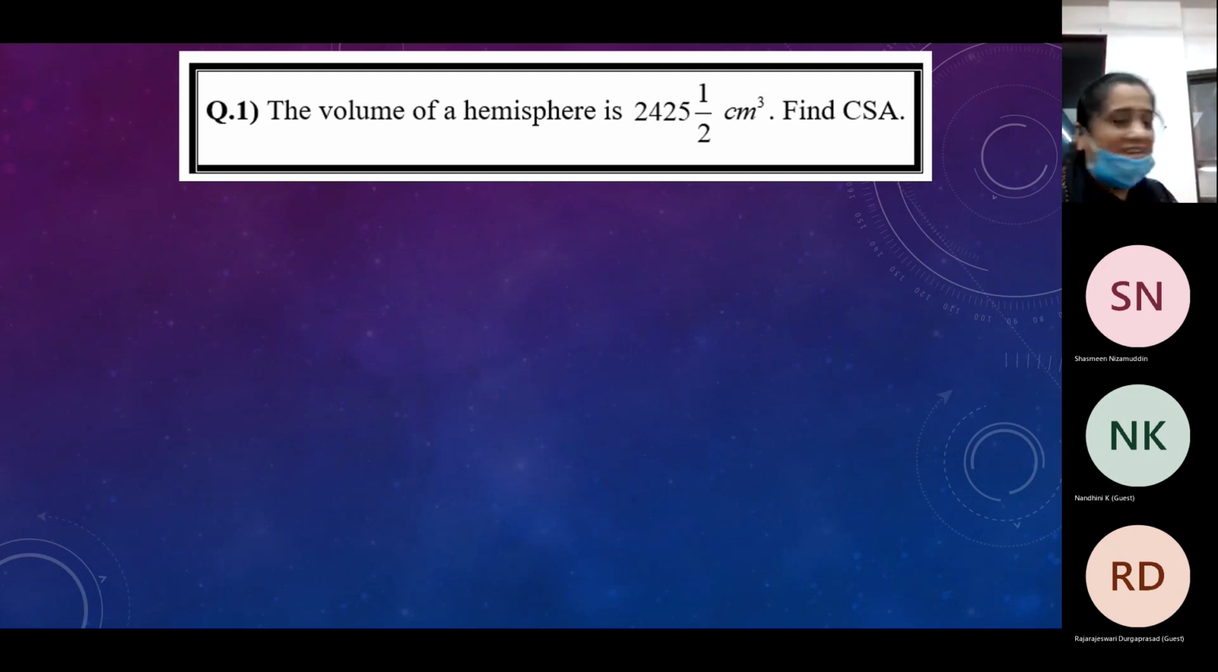Nobody says confidently, yes. Yes, online children, 2 by 3 pi r cubed is the formula to find the volume of a hemisphere. Okay, no wasting time. Yes, that is the formula. Why not confident? 2 by 3 pi r cubed.